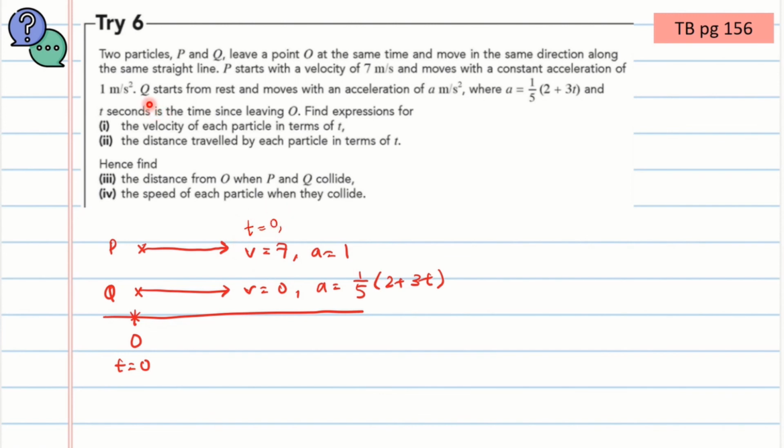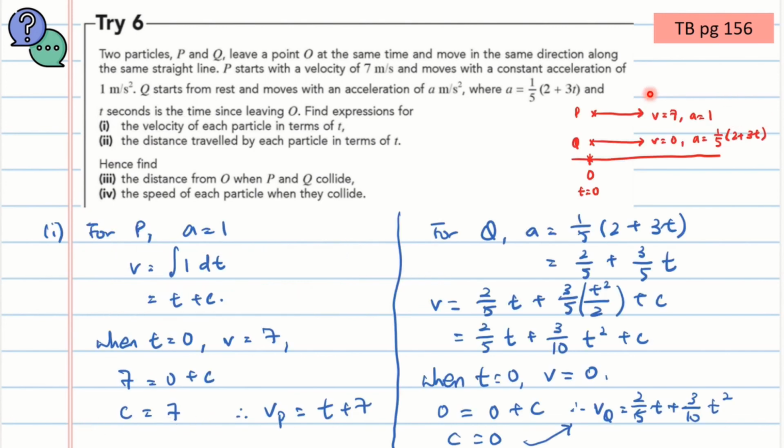Then for the particle Q, it starts from rest. That means that v is equal to 0, and then it moves with an acceleration of a meters per second squared, whereby a is this expression of 1 over 5 times (2 plus 3t), and t seconds is the time since leaving O. We want to find expressions for the velocity as well as the distance for part 1 and part 2. So let's go into doing part 1 and part 2 first.